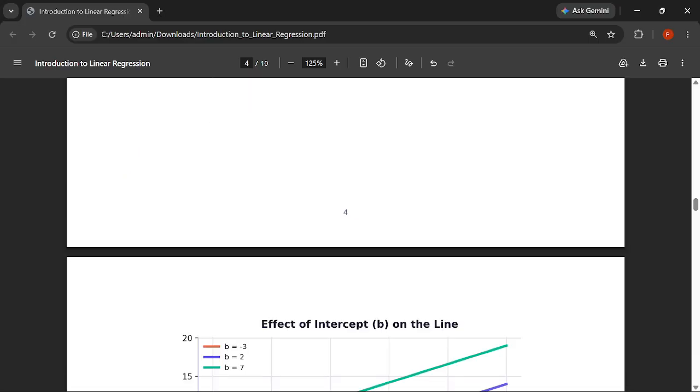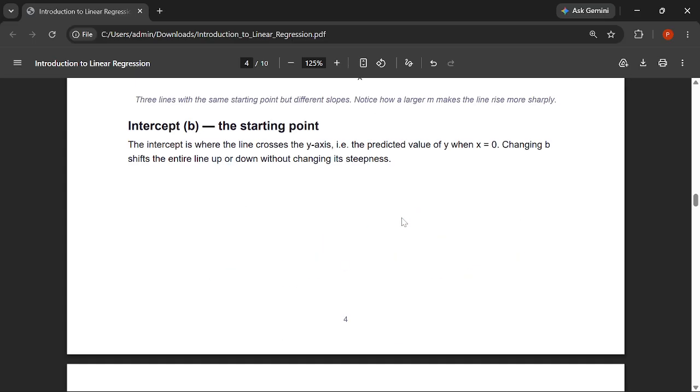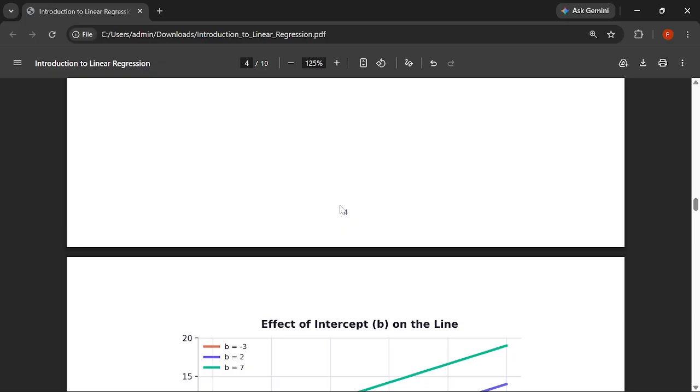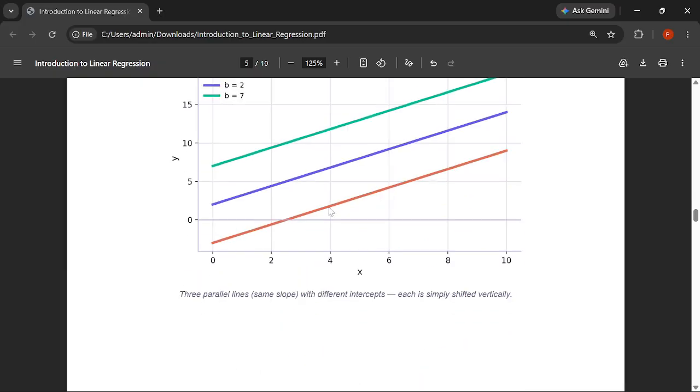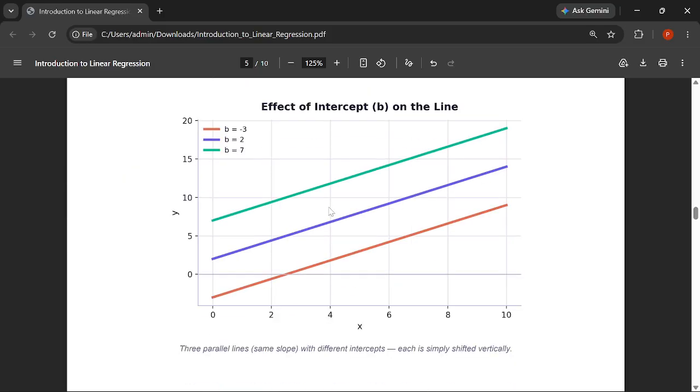So let's go towards the effect of the intercept. Intercept, that is b. The intercept is where the line crosses the y-axis. That is the predicted value of y when x is equal to 0. Changing b shifts the entire line up or down without changing its steepness. Intercept is nothing but the starting point of a line on the y-axis.